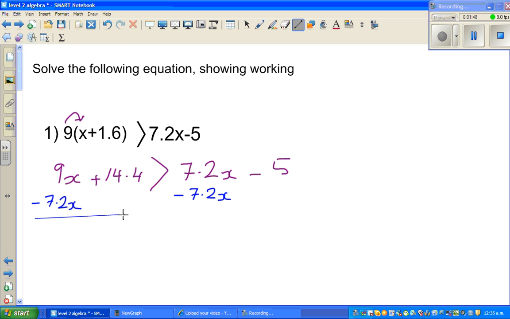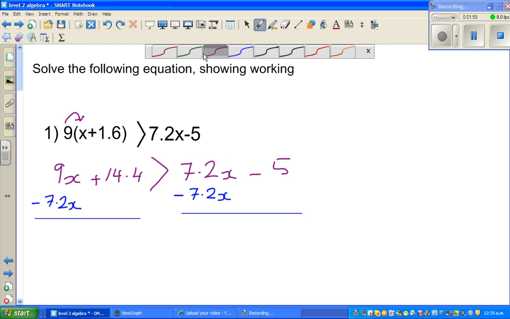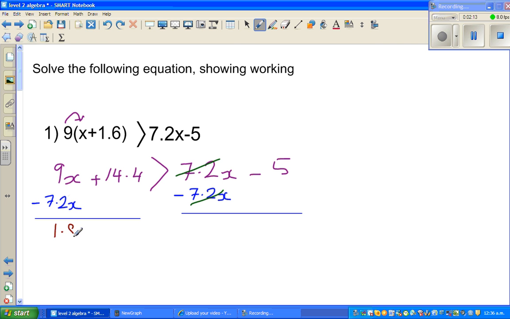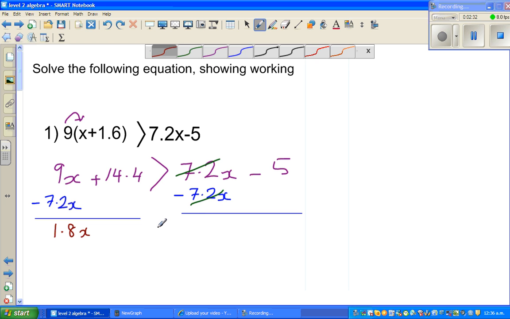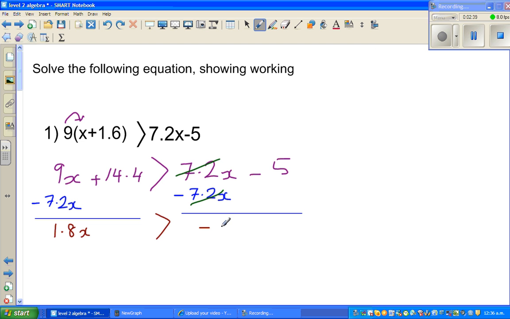So let me draw a line. This is the left-hand side and this is the right-hand side. Now what happens? This and this get cancelled. Let me use a different color. Okay, so what remains is 9x take away 7.2x, which is 1.8x. Am I right? I'm not confident, so 9 take away 7.2. It's always good to check if you have a tool, so why not use it? 1.8x is greater than negative 5.